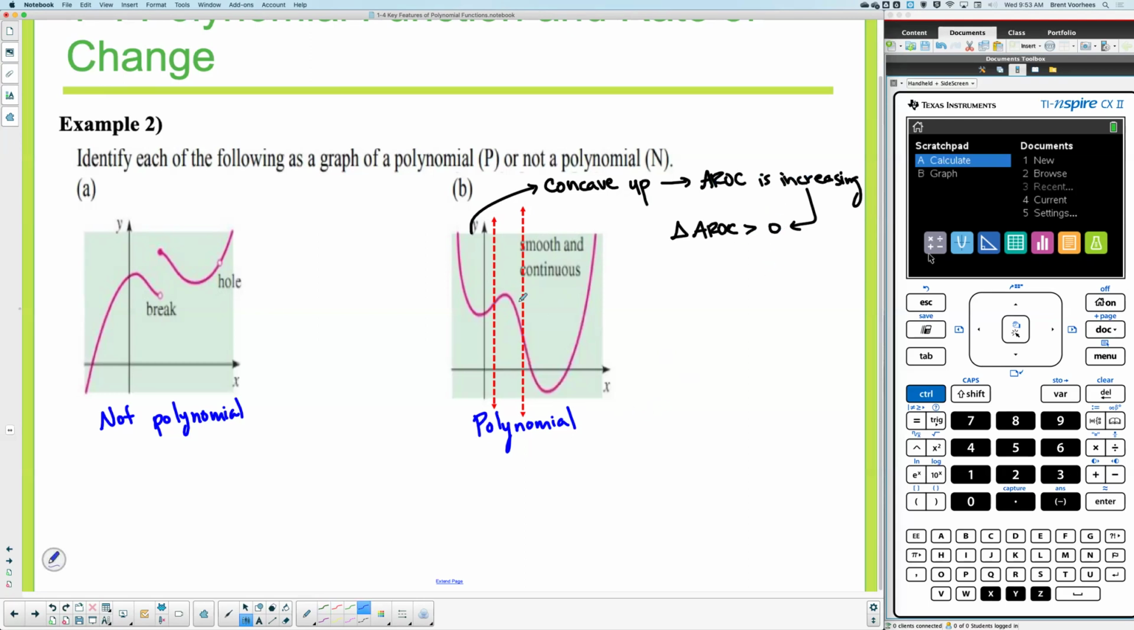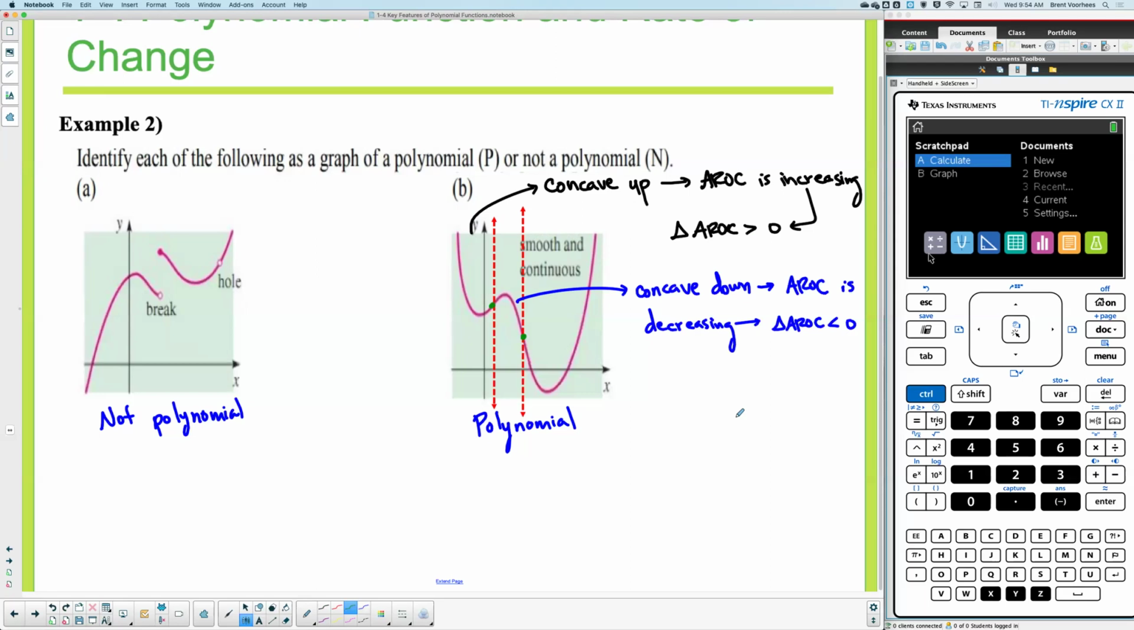Finally, I'm going to do this one more time. What can you tell me if it's concave down? If something is concave down, AROC is decreasing. And if your AROC is decreasing, what can you tell me about delta AROC? It's less than 0. It's negative. Remember, delta AROC is 0 at the inflection points. So at the inflection points, when it changes from concave up to concave down, that's where your delta AROC would equal 0. Okay, that was a review from last class. That was 1-3, where we talked about delta AROC.